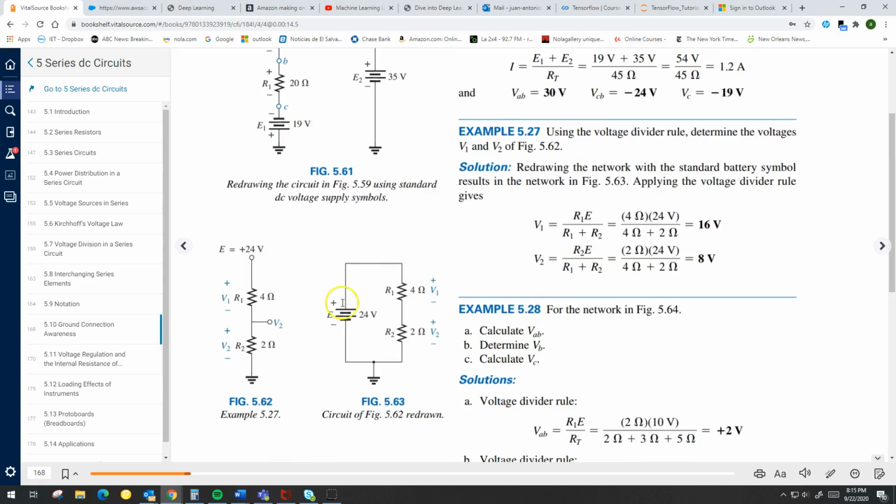Let's do one more. Let's do this one, 527. It says, use the voltage division rule to find the voltages V1 and V2 in this figure, right? Again, study the figure. Notice that this R1 is connected to the positive of the 24-volt source, and this R2 is connected simply to ground on that side. But it's also connected to V2 on the other side, to the positive of V2.